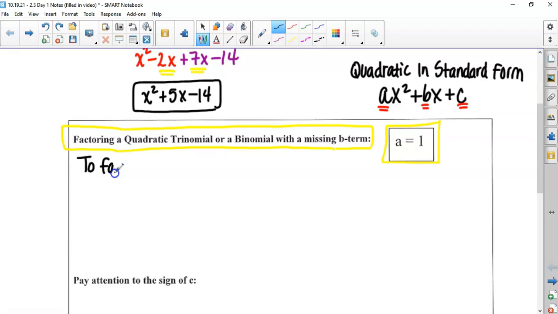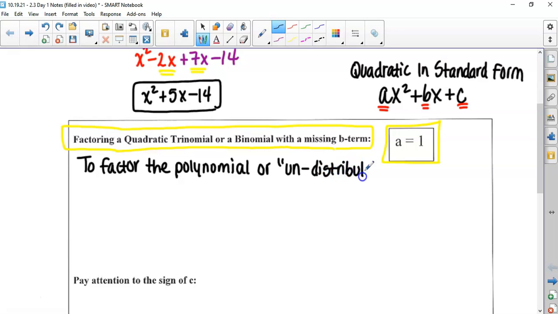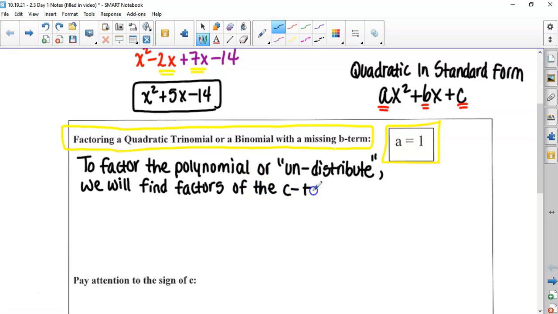To factor the polynomial, or undistribute, remember factoring is connected to this idea of undistributing something, we will find factors of the c term that add to the b term.